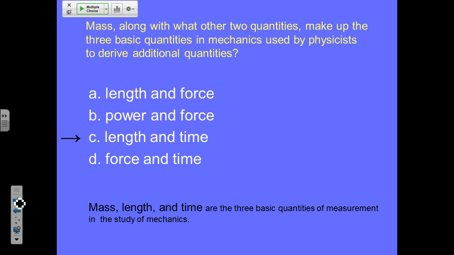All right, mass, length, and time. We use those three basic quantities. Later, when we get into electricity and light, we'll see some other quantities that we use to describe charges and the brightness of light. But for right now, for a while, we're just going to use mass, length, and time. And we use those quantities to derive additional quantities, like energy and work, momentum, power, all that jazz.